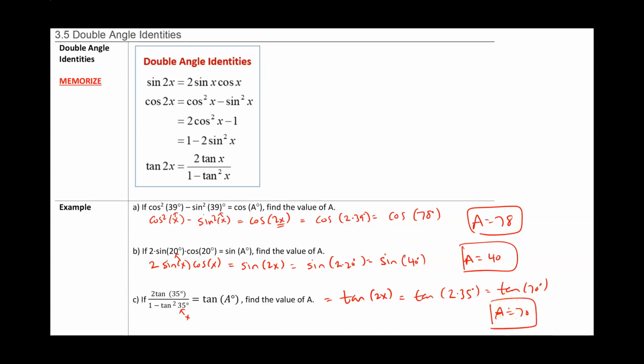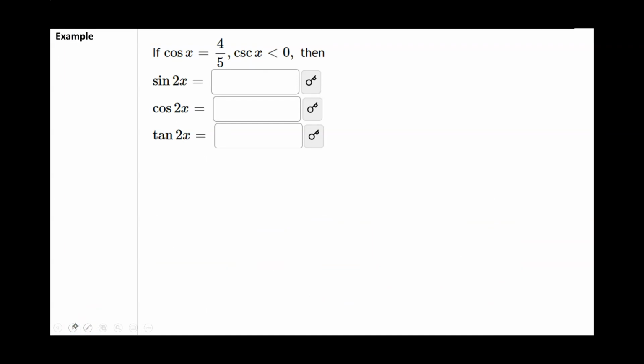So in all these, you're basically looking for the pattern and multiplying the x by 2, since we have a double angle identity. Here's an example. If cos x equals 4/5 and cosecant of x is less than 0, then we want to find the sine of 2x, cosine of 2x, and tangent of 2x.